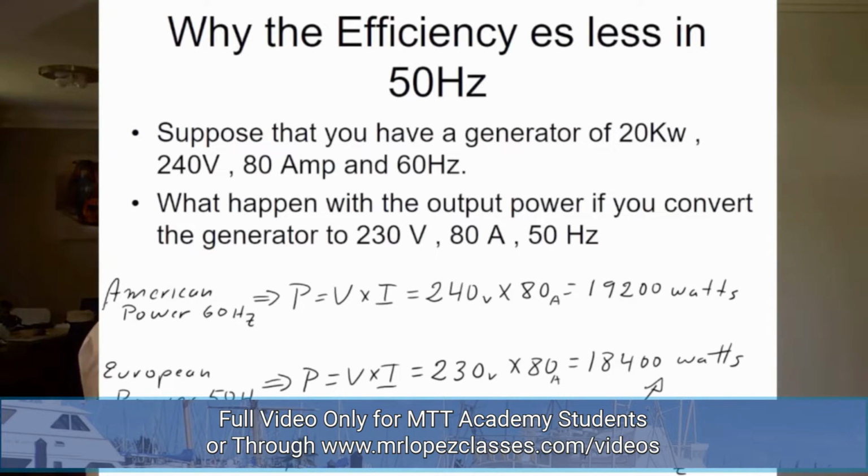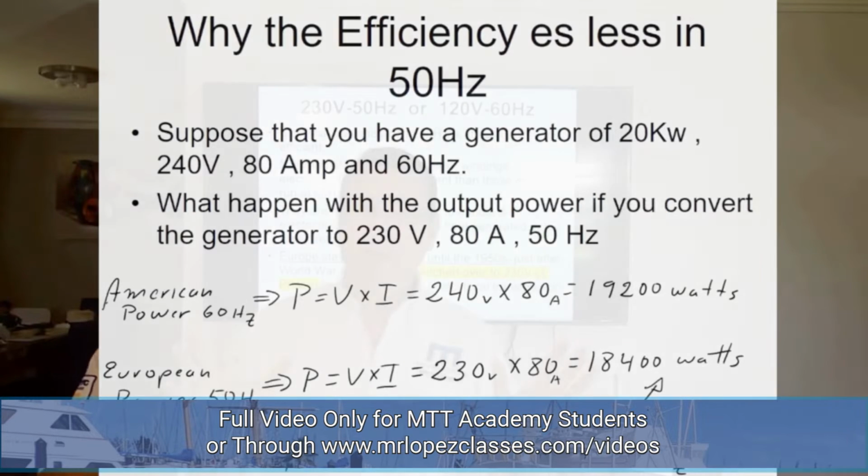Okay, let me check the power. The power in the American generator is equal to the voltage, 240, times the intensity, 80 amps. I have 19,200 watts. I have 19.2 kilowatts in the American generator. Okay, I am going to convert the generator into a European generator.